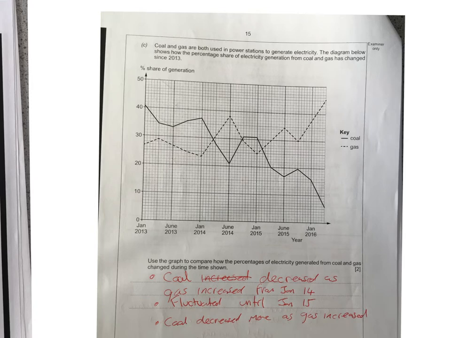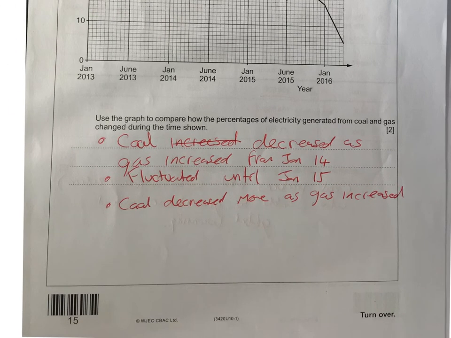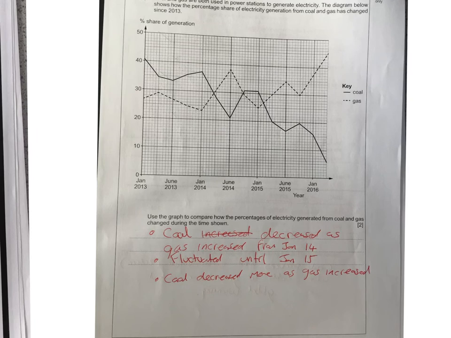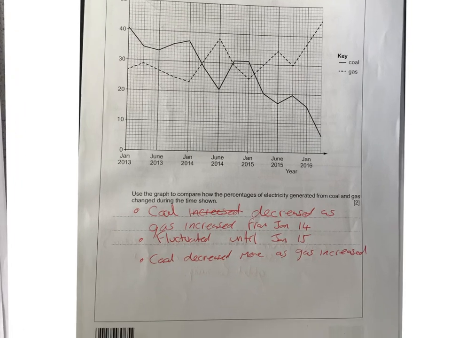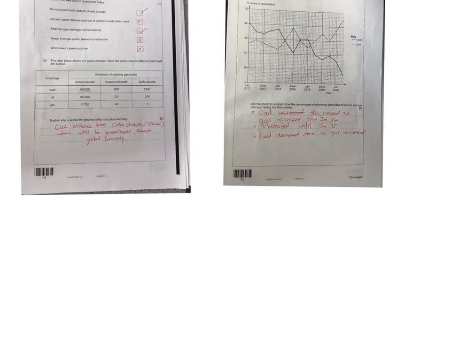But I'm guessing it's going to ask me to use the graph to compare. There we are. So nice comparing. Coal decreased as gas increased from January the 14th. Fluctuated until January the 15th. Coal decreased more as gas increased. So really, just reading the graph, that's the general trend, but you will get marks for pulling figures and dates out and describing the general trend.